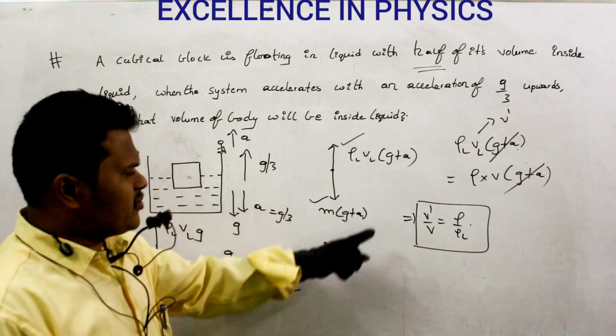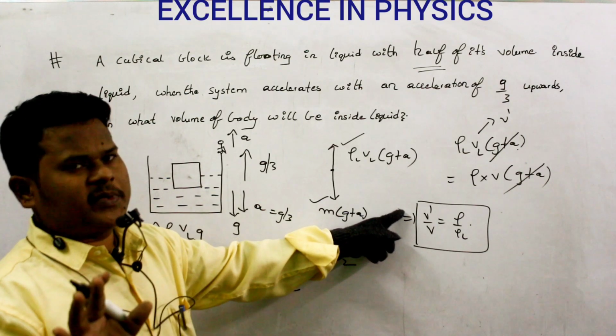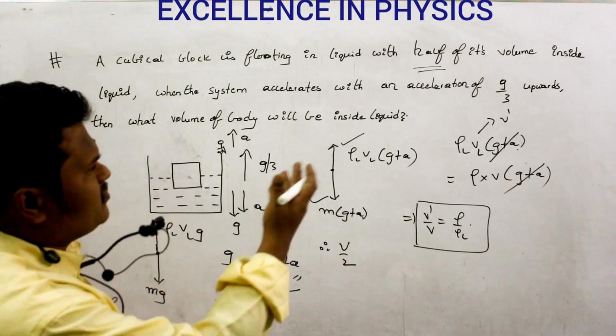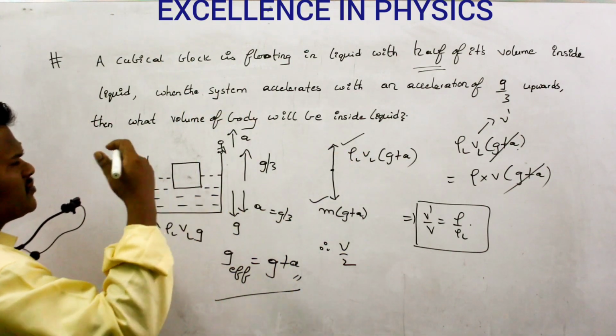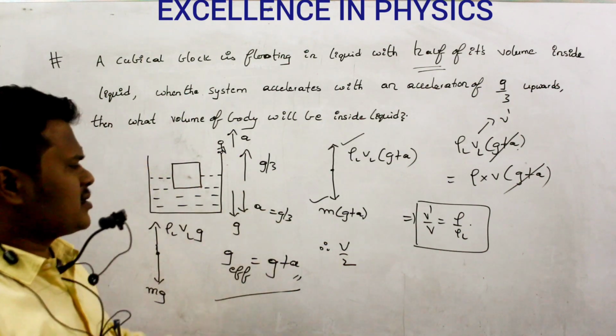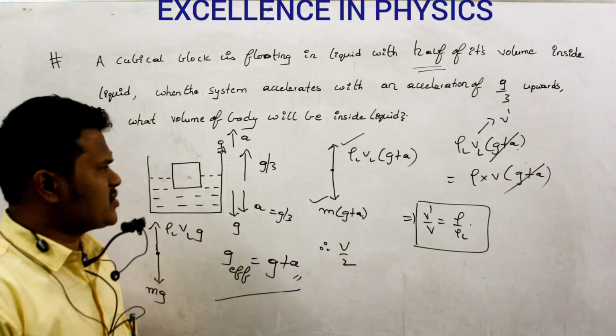So it means that V dash, the volume of body present inside liquid, is independent of g value or acceleration of the system. So therefore what is my answer? My answer is this: what was the previous volume which was present inside this liquid, the same volume will be present even when the system is accelerating. So this is how we can understand this question.